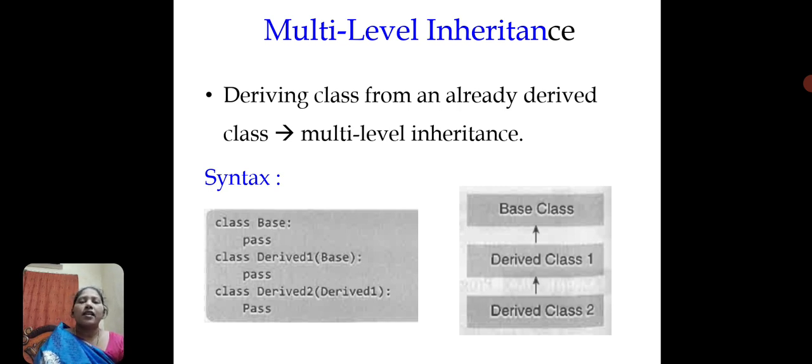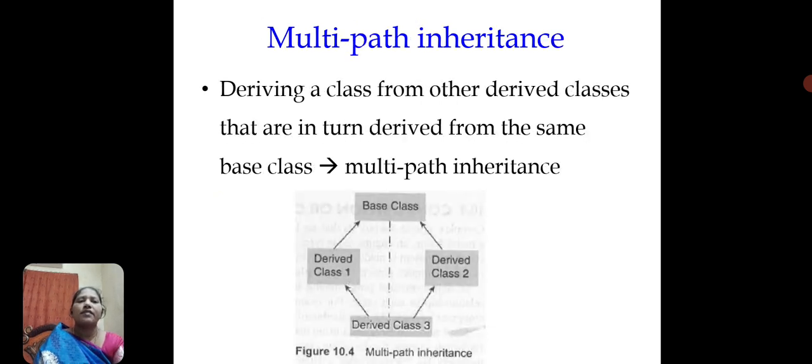Base class is at level 1, derived1 at level 2, and derived2 at level 3. Level by level inheritance is called multiple level or multi-level inheritance: a class derived from an already derived class. So this is multi-level inheritance.